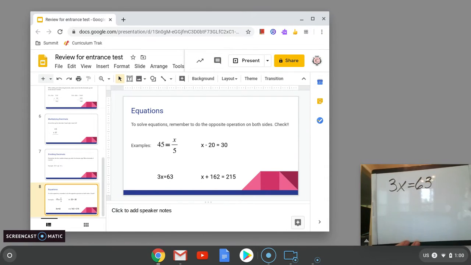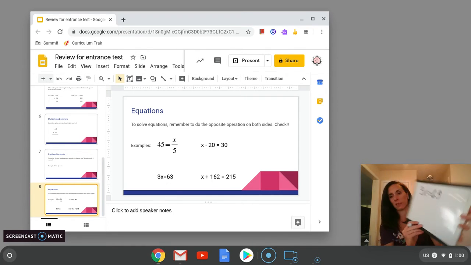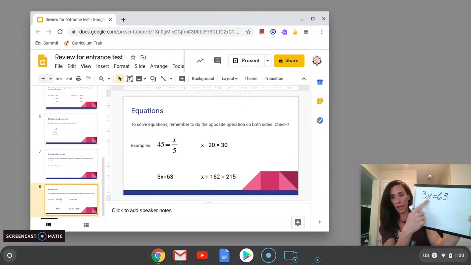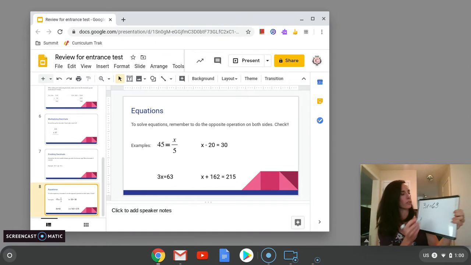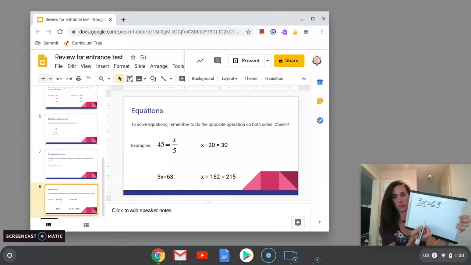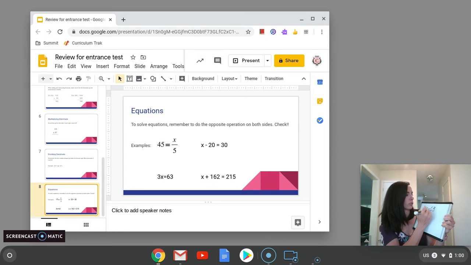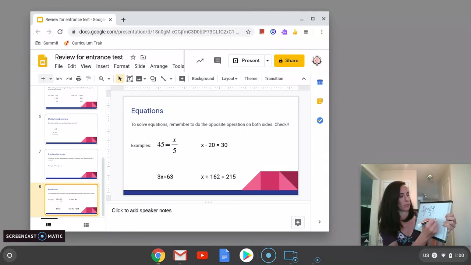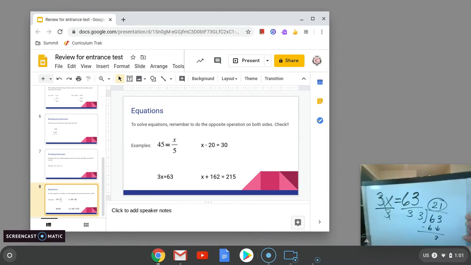Sorry about that glare from my front door. It means 3 times x. So again, I'm thinking of a number. When you multiply it by 3, it equals 63. Okay? So since the opposite of multiplying by 3 is dividing by 3, cancel, we're going to do 63 divided by 3. You can do that on your scratch paper that you're going to want to have. I promise. And our answer is 21.